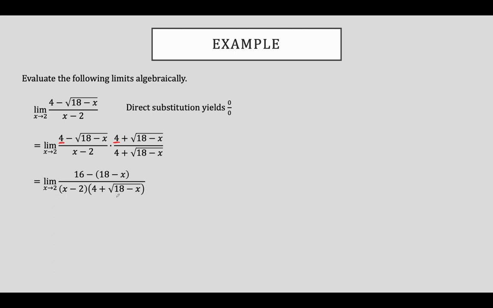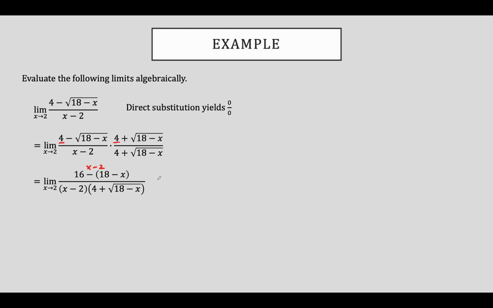Well, let's do some algebra here. Notice that if I am subtracting a negative x, that's the same thing as adding x, so I'm going to end up with an x. And I have 16 minus 18. Well, 16 minus 18 gives me negative 2. So the numerator actually simplifies into x minus 2. And that is a common factor with the denominator.